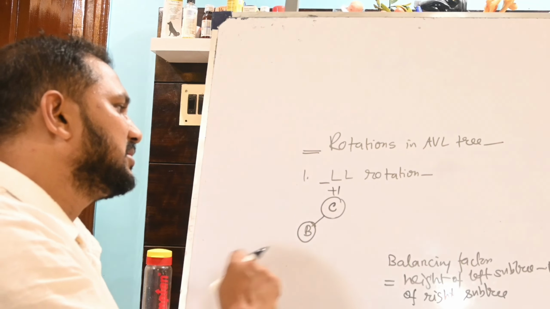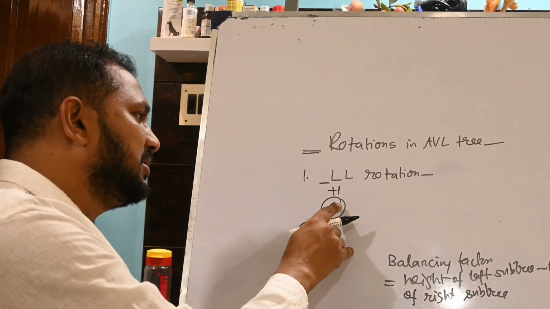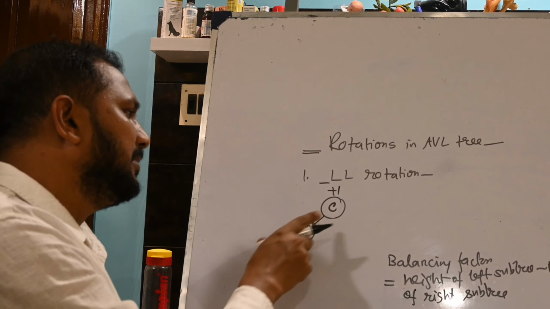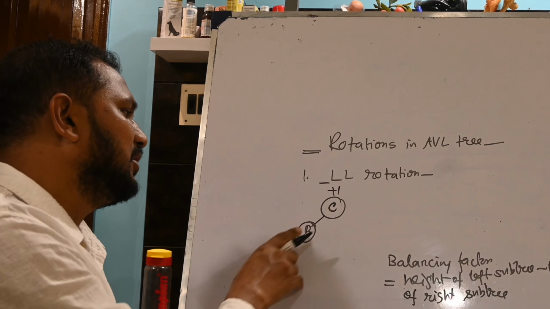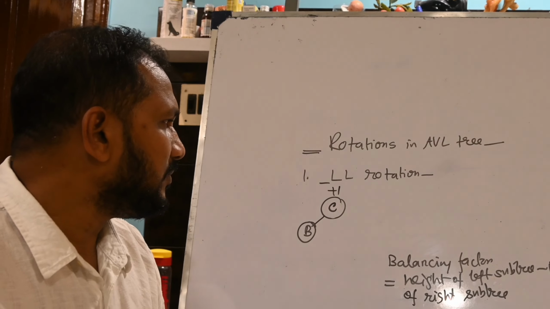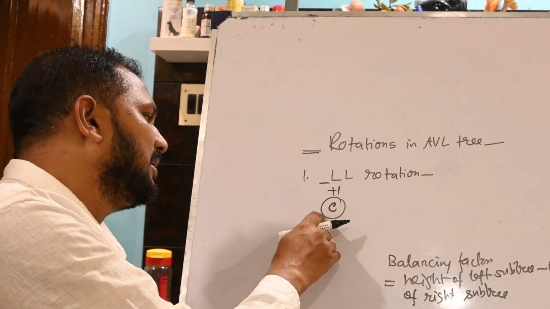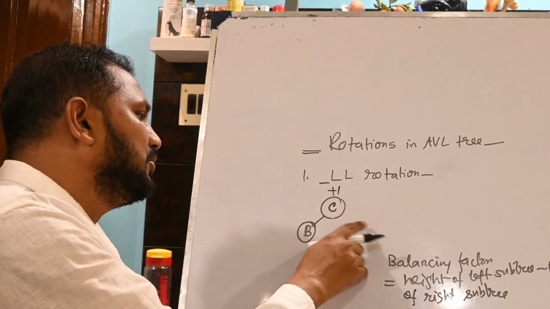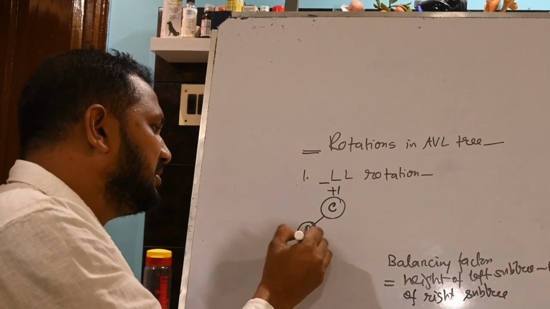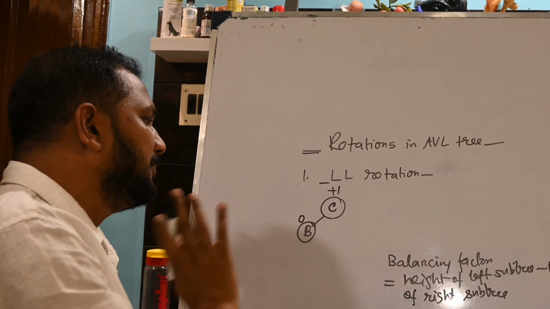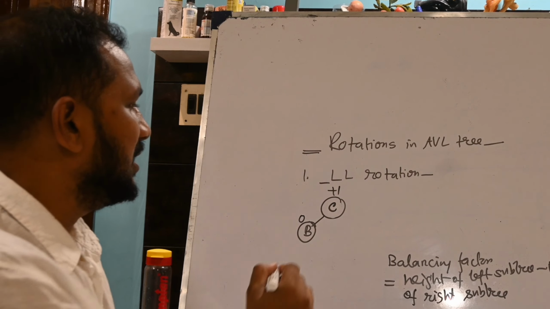First of all, consider this balanced tree. C, then B: when B is inserted, B should be on the left hand side of C. Now the height of C is left 1 and right 0. 1 minus 0 means this is 1. And the height of B is 0 because this is a leaf node. So this is an AVL tree.